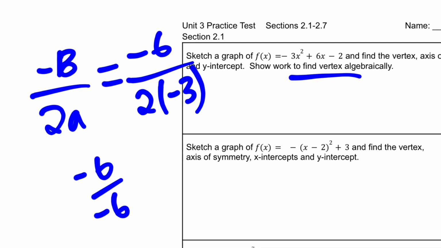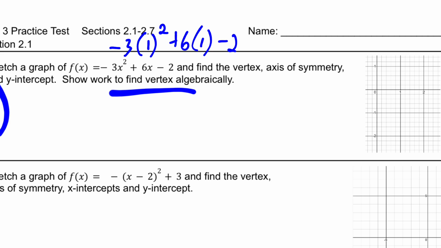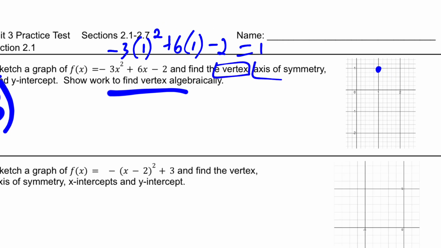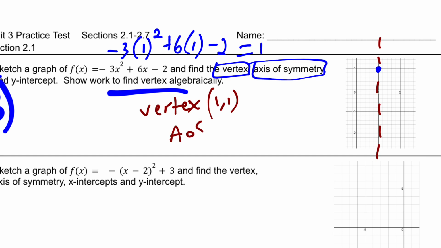So that just reduces to 1. The x-coordinate of my vertex is 1. If I plug that in, I find that my y value is also 1. So there's my vertex at 1, 1. There's a connection between vertex and axis of symmetry. The axis of symmetry is the vertical line that passes through the vertex. So while we can say that the vertex is the point 1, 1, the axis of symmetry is the line x equals 1.